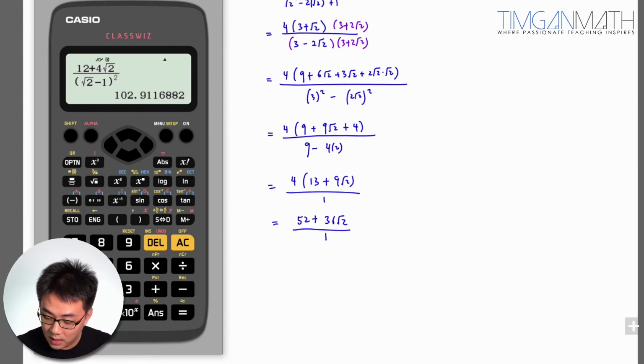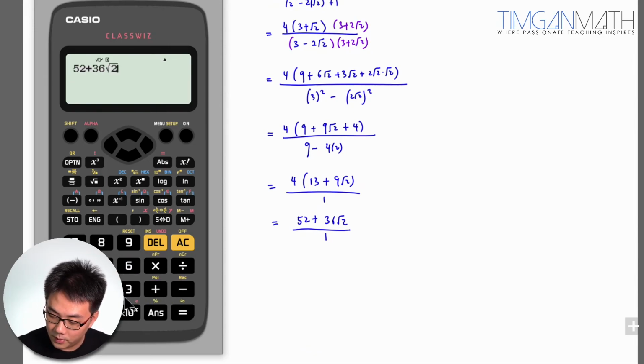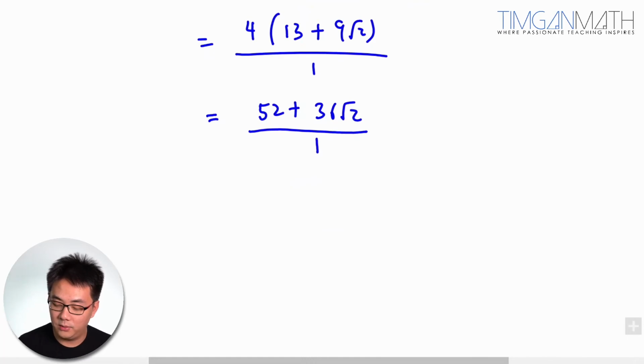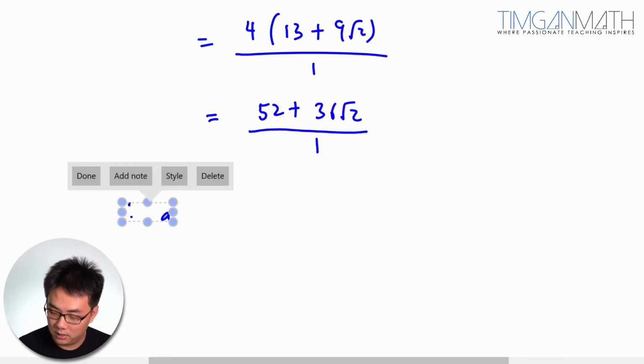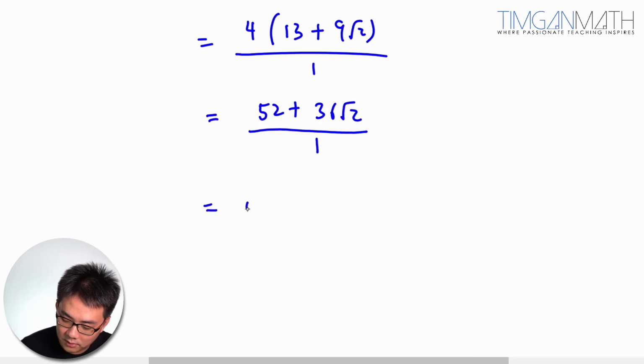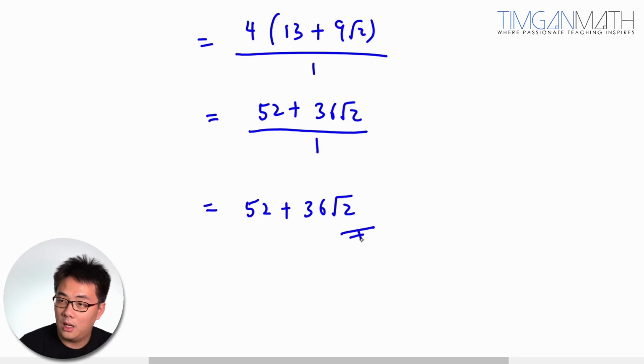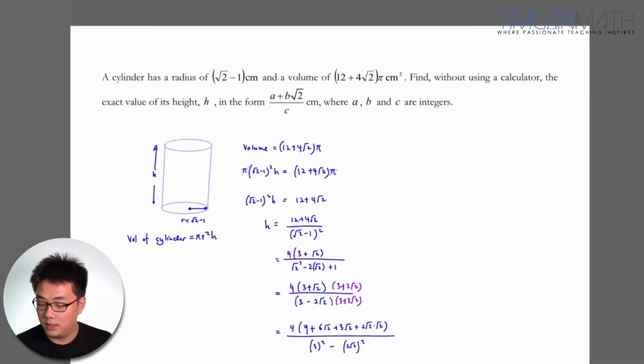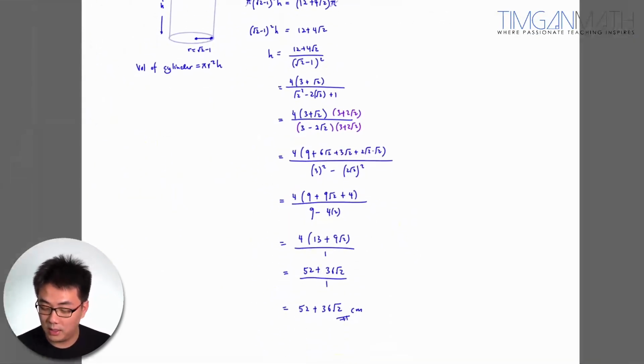So we just see that 52 plus 36 root 2 will be the same. So your answer is correct. It's the same. Great. So actually you could just write it as 52 plus 36 root 2. This is how we do this part proficiently.